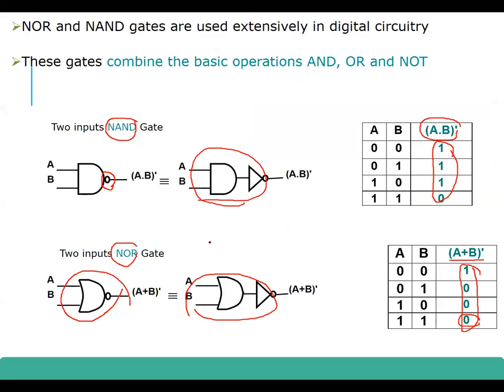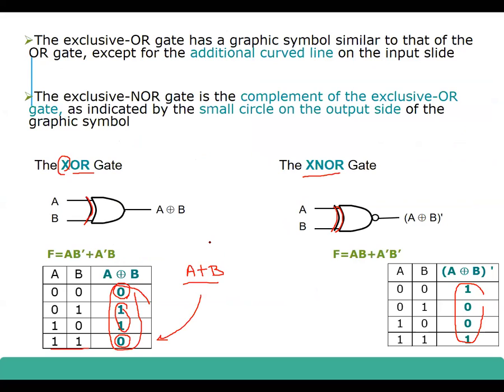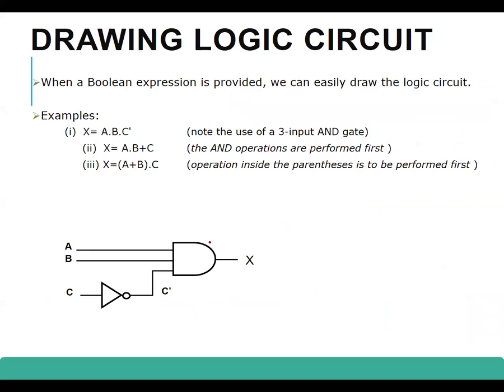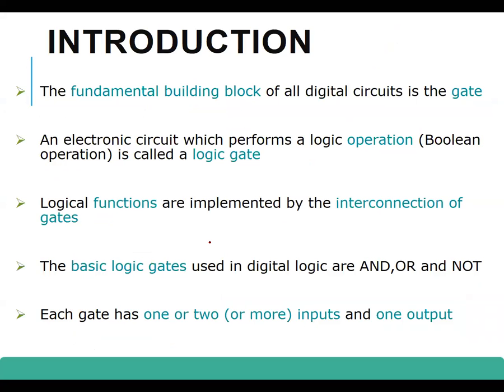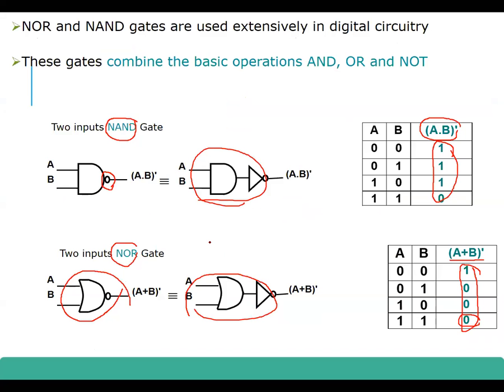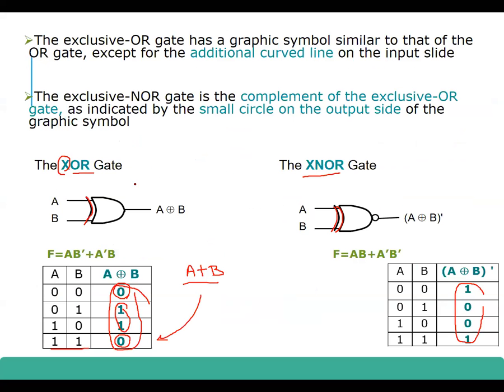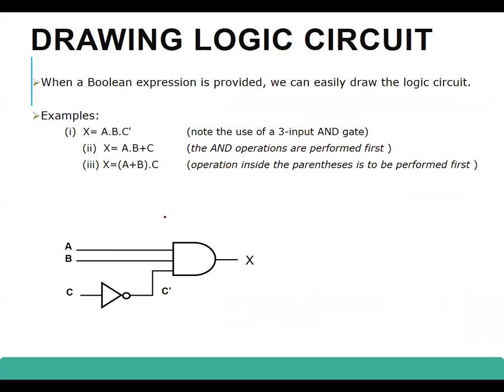With this information, we can now draw logic circuits using these gates. Now you know the basic logic gates, and their modified forms, and some other logic gates created by modifying the OR and AND gates. When you are provided with a Boolean expression, we can draw a logic circuit in this way.